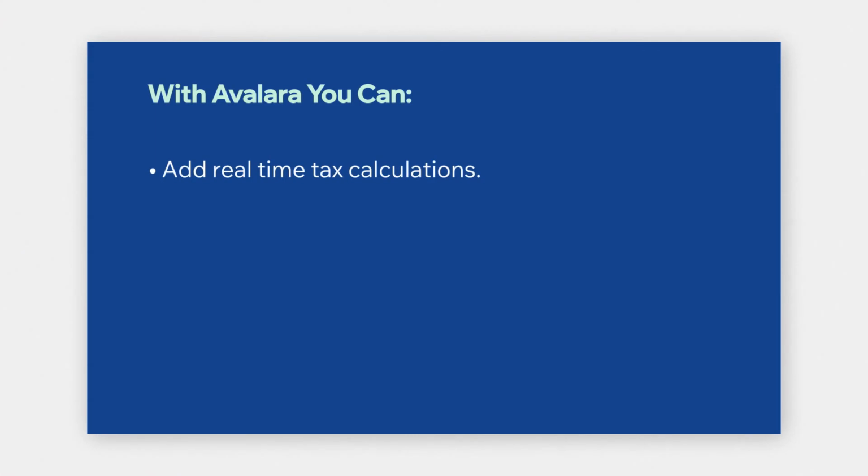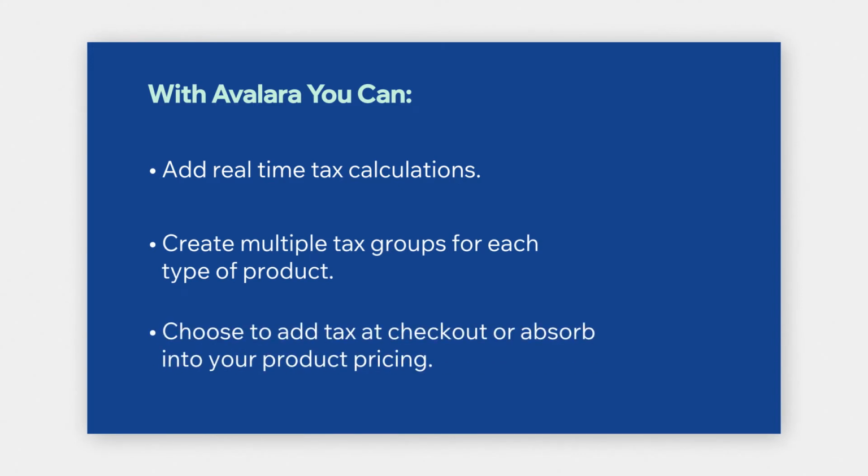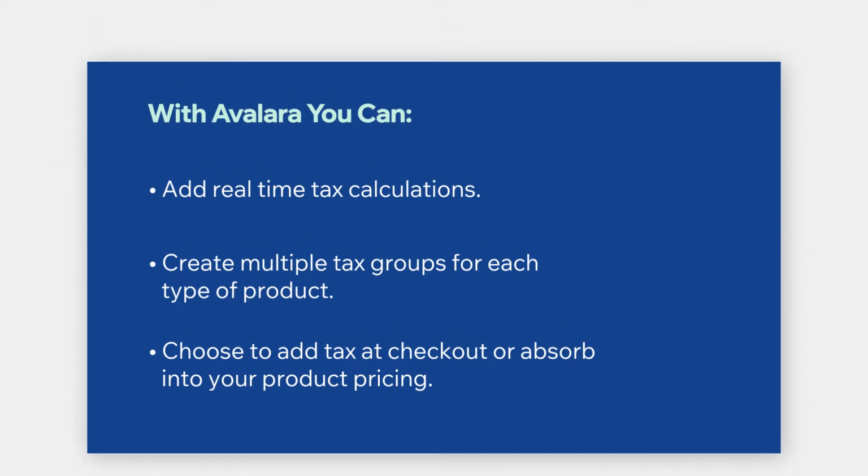Now let's set up taxes for your online store. Wix has a great integration with Avalara, which gives you the most up-to-date taxes no matter what region you're doing business in. With Avalara, you get real-time tax calculation no matter what place you sell or ship to. You can create multiple tax groups for different types of products, including digital goods. And you can also choose whether or not you want to include the sales tax rate at checkout or actually absorb it in your product price. So let me show you how to connect to Avalara.